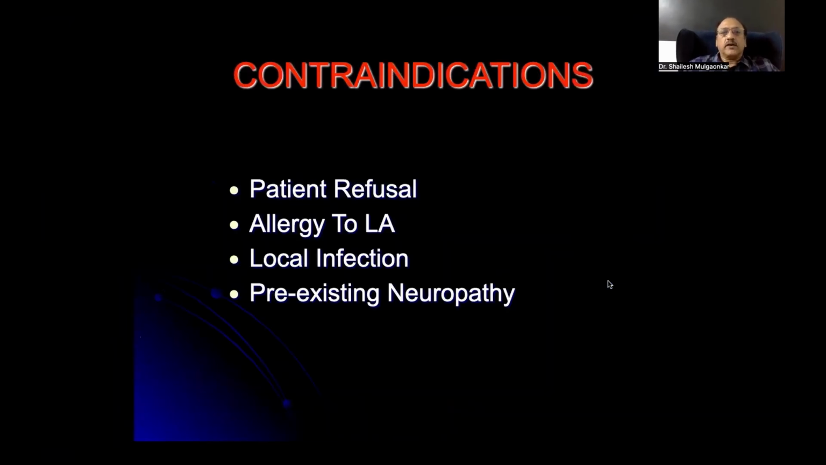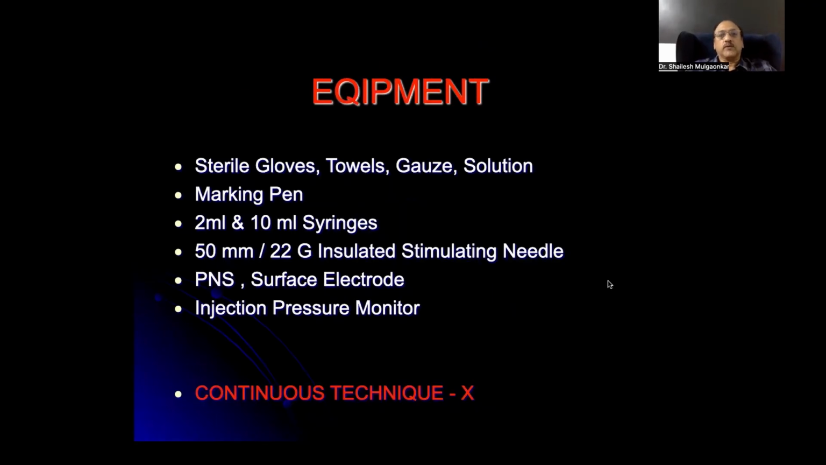Now, what are the contraindications? Standard contraindications are patient refusal, allergy to local anesthetic agents, local infection, and pre-existing neuropathy. So you have to take a proper history before giving the femoral nerve block.